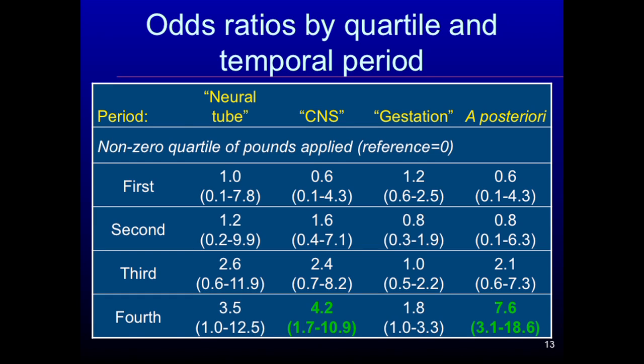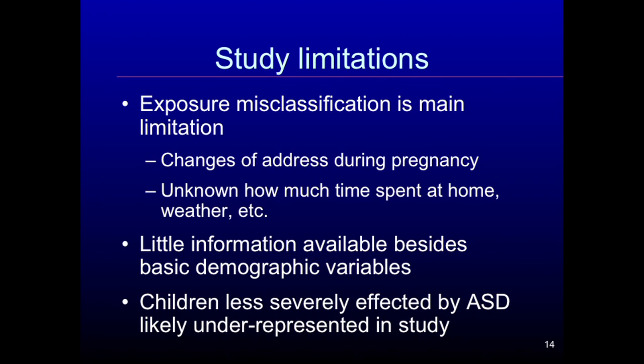For the a posteriori, it went up by about 7 to 8. Okay. I should mention we were controlling for some basic demographic variables such as mom's education, race, ethnicity. We also controlled for the regional center of DDS that actually did the diagnosis, just in case there was any diagnostic variability. Exposure misclassification is the big limitation to this kind of thing.